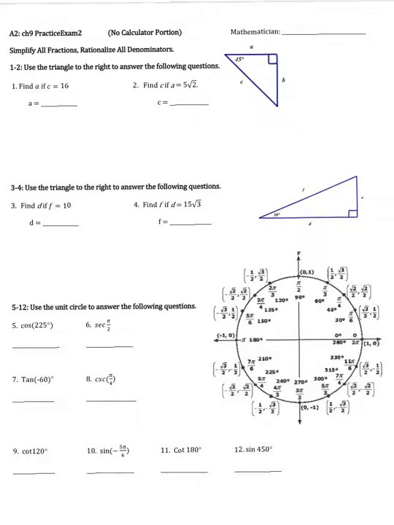We are starting off with a 45-45. So what you are going to want to do is on the inside of your triangle, make sure you write down your ratios, x, x rad 2. And we first want to find A if C is 16, which means that is on the x rad 2 side. So we want to find out what is x.